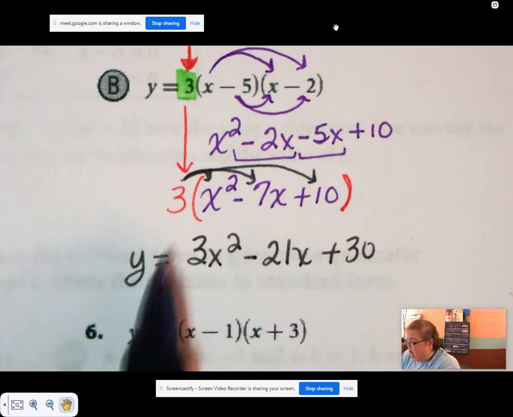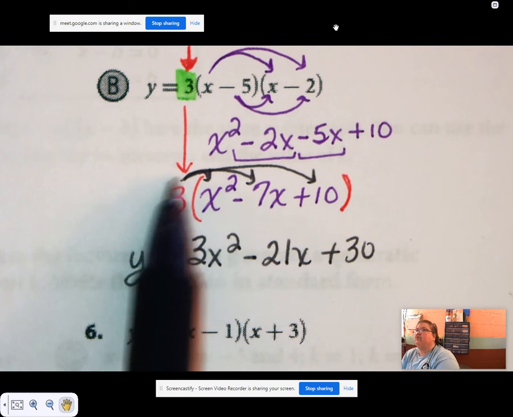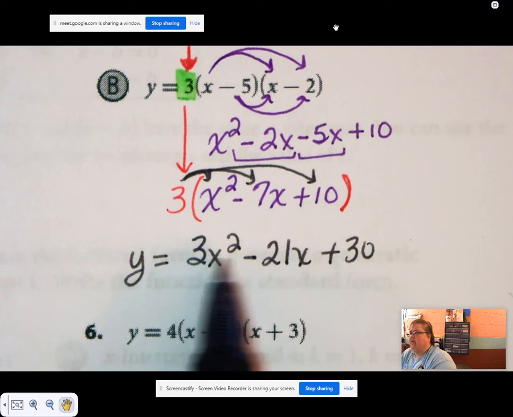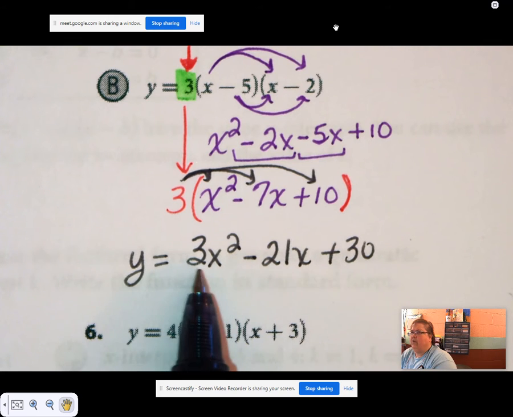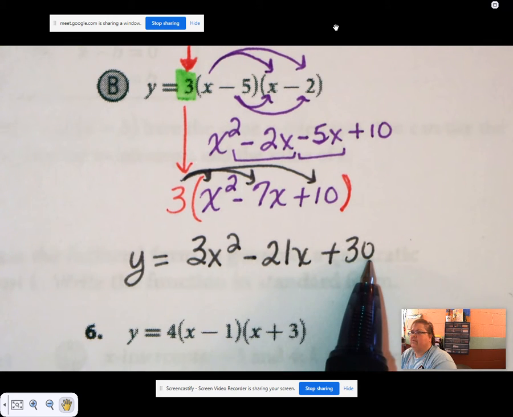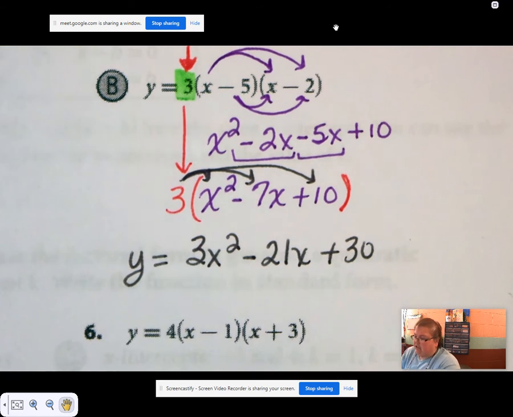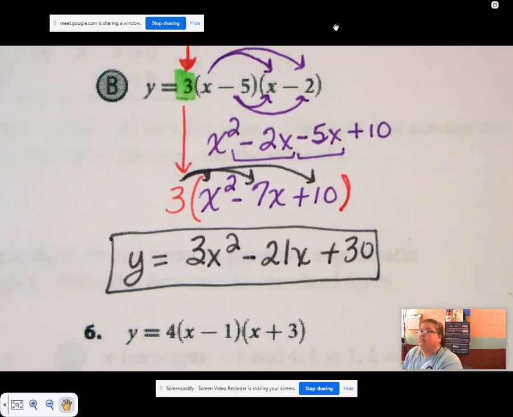I do want to show you what this 3 is on the outside real quick. And we're going to talk a little more, no, a lot more about this tomorrow. Look at these numbers, these coefficients, 3, negative 21, and 30. What number will go into all 3 of those? 3. 3 is a GCF, greatest common factor. We're going to deal with those tomorrow. But just to let you know, what's on the outside there is a greatest common factor. Okay? All right. Any questions about how to get that answer?